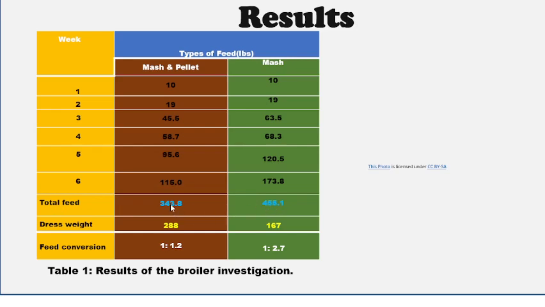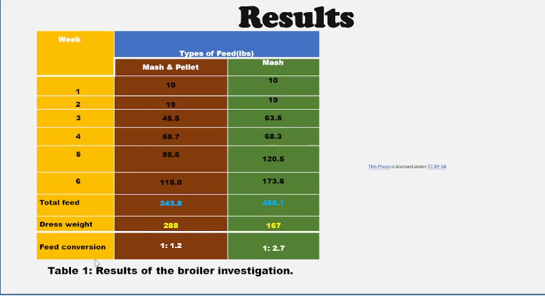Here we have the total feed for both sets of birds. For the first set, we have 343.8 pounds of feed consumed by the birds that ate mash and pellet, and 455.1 pounds consumed by the birds that ate mash only. However, even though these birds consumed less feed, they produced more pounds of meat. And so we have 288 pounds for dressed weight after removing the offals, neck, foot and so forth, and we have 167 for this set.